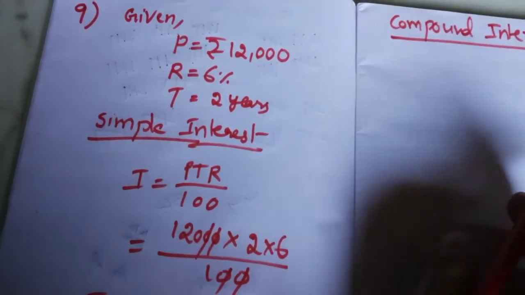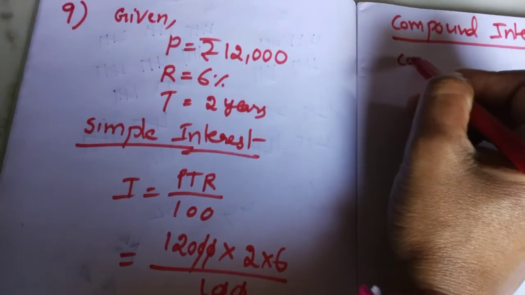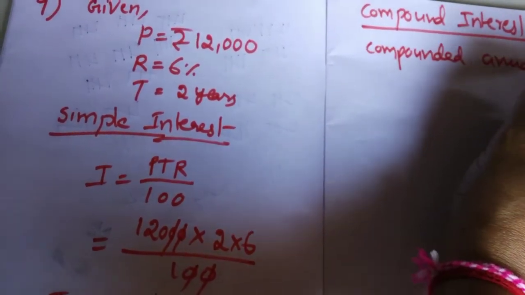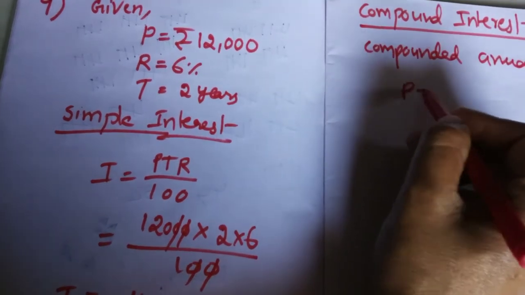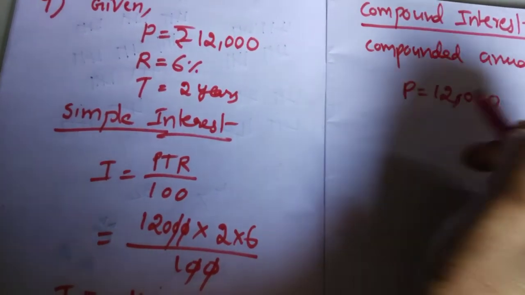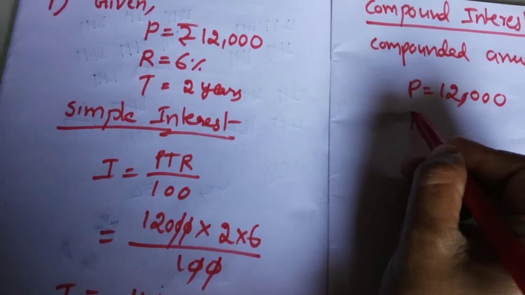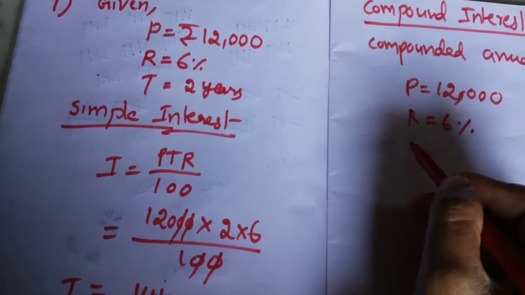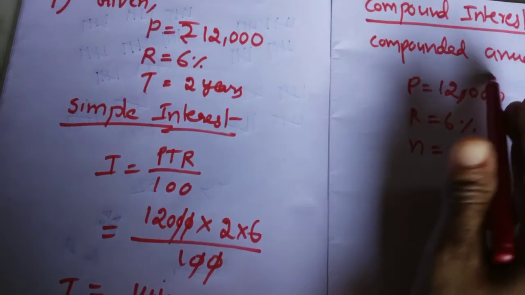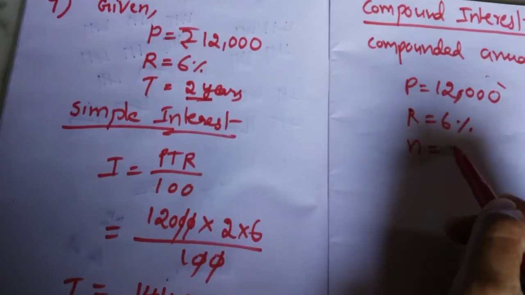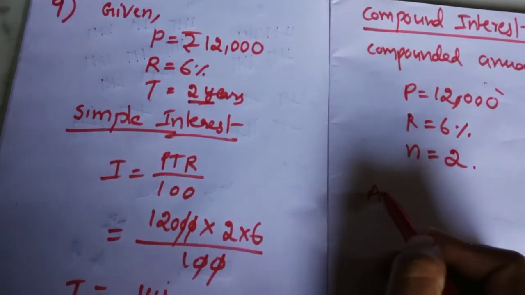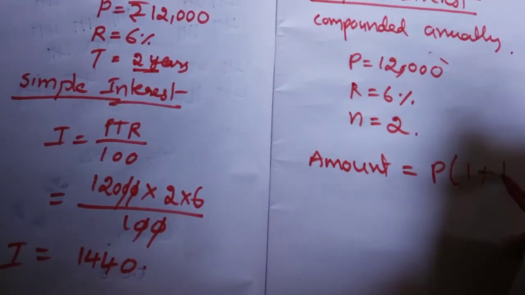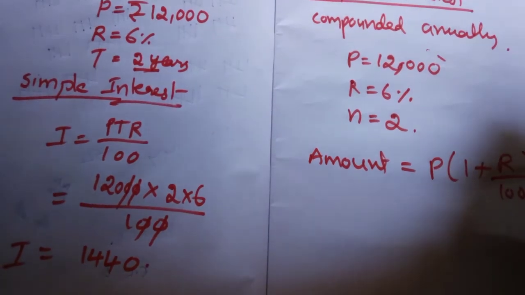Now find for compound interest. And they have given it is compounded annually. So if it is compounded annually, P will be 12,000, R 6%. So here, instead of time period, in compound interest we will have conversion period. N will be annually, no? So 2 years means N also 2. Now in this directly we will have amount. So amount is equal to P into 1 plus R by 100 whole to the power of N.